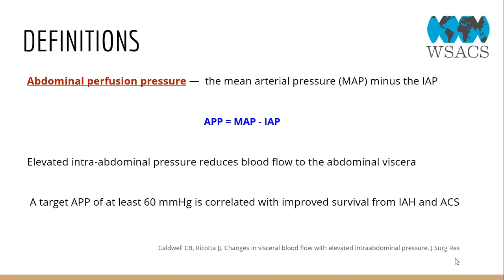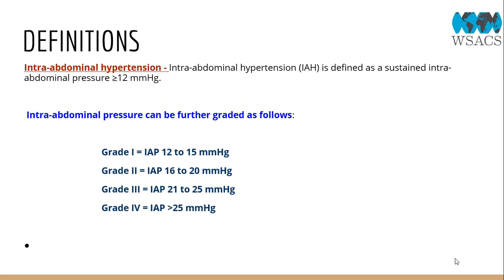Second is abdominal perfusion pressure. It is similar to cerebral perfusion pressure. It is mean arterial pressure minus intra-abdominal pressure. Elevated intra-abdominal pressure reduces blood flow to the intra-abdominal viscera, and a target abdominal perfusion pressure of at least 60 millimeter of mercury is correlated with improved survival from intra-abdominal hypertension and ACS.